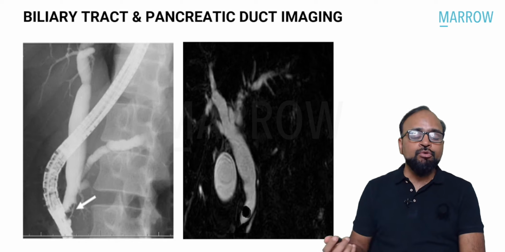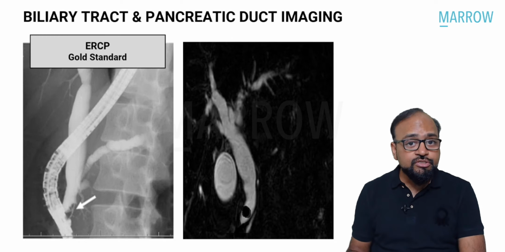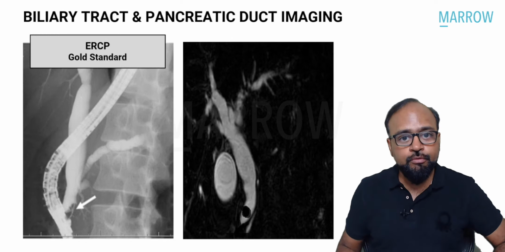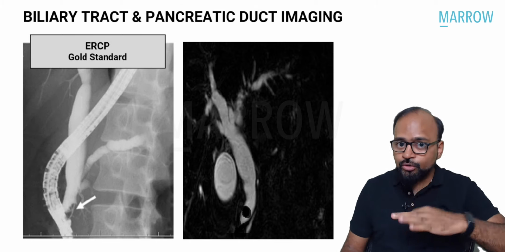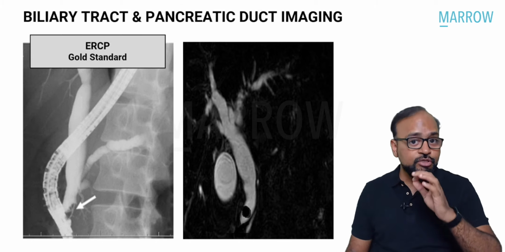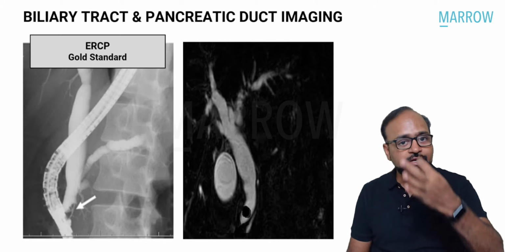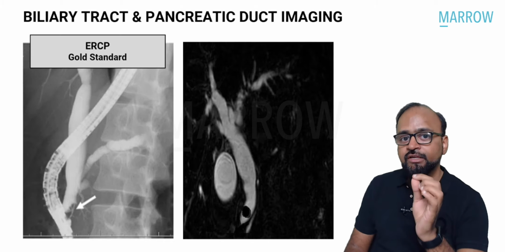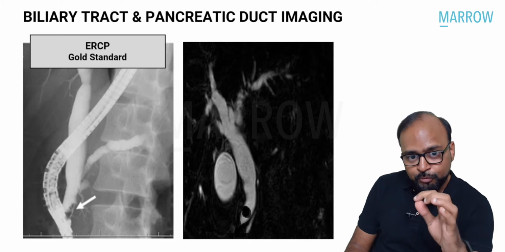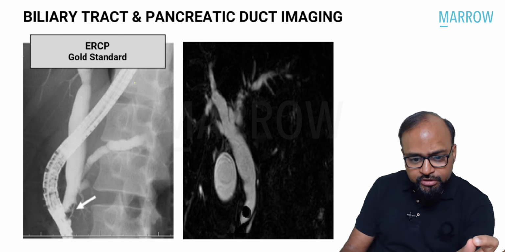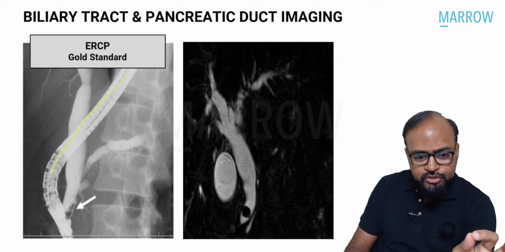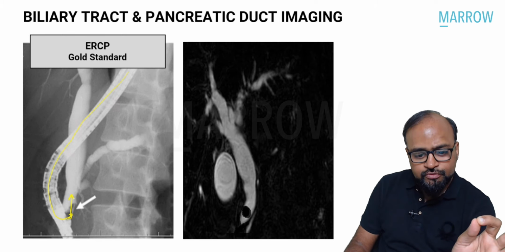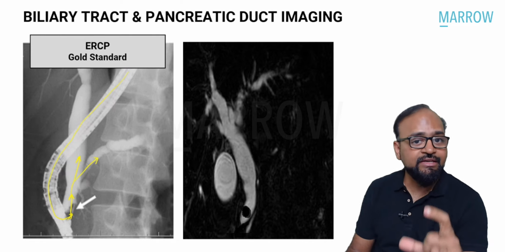So coming to ERCP, which is considered to be the gold standard investigation for biliary tract imaging. Endoscopic retrograde cholangiopancreatography is the gold standard technique for biliary imaging, and endoscopy is done, right? The gastroenterologist visualizes the ampulla of Vater. It is cannulated. So this is the endoscope. This is where the cannula was passed into the ampulla, right? And then contrast was injected. So the contrast is opacifying the common bile duct as well as the pancreatic duct.